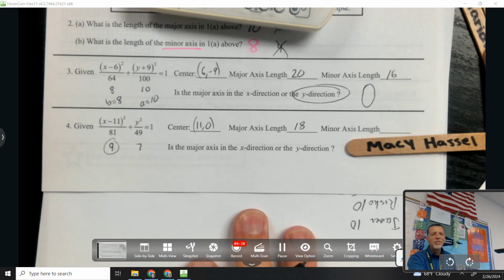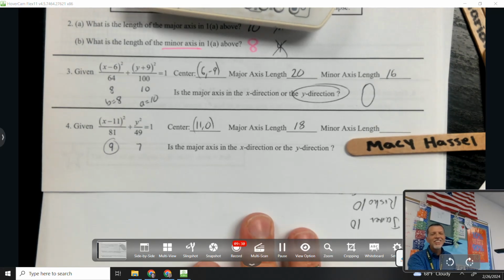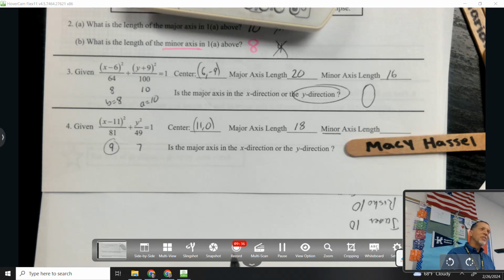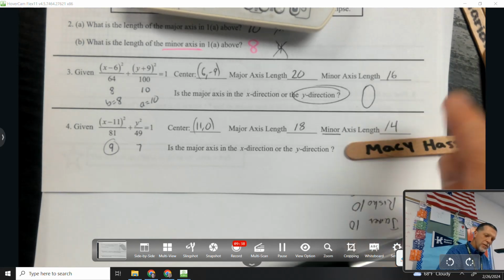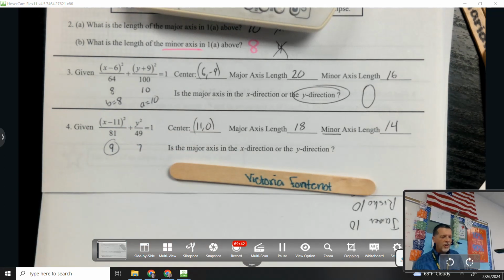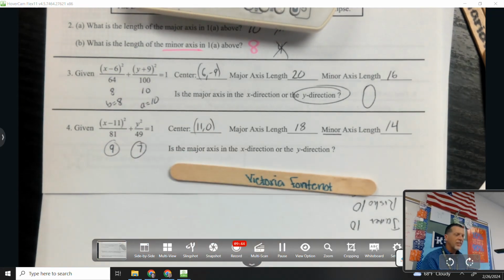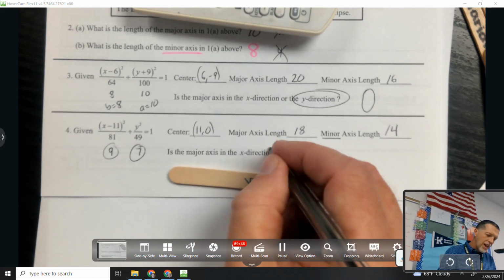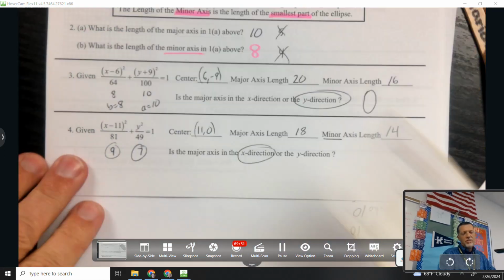Macy, how long is the minor axis? The other one, 14. And then, Victoria, is the major axis in the X direction or the Y direction? X direction. We went more in the X than we did in the Y, so it's an X direction ellipse.